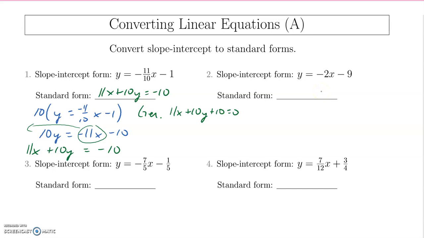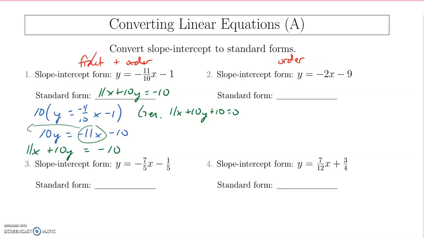Slope-intercept form is y equals minus 2x minus 9. I don't have any fractions to worry about. I just need to worry about the order. So here, this one I had to worry about the fractions. Fractions are bad. And I had to worry about the order. Second one here, I don't have any fractions, so I don't have to worry about that, but I do need to worry about the order in this one.